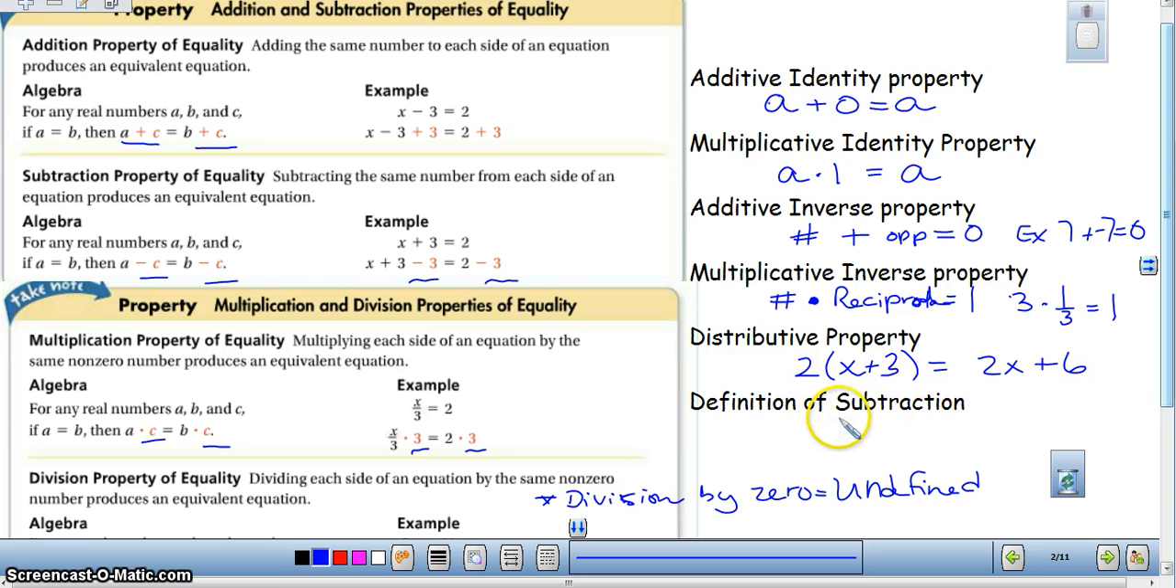Definition of subtraction. When we look at the definition of subtraction, that means that anytime we have subtraction, we want to rewrite it as adding the opposite. So these properties are going to be used at the end of the lesson, in the last video, when we talk about proving things. So rewrite as adding the opposite.